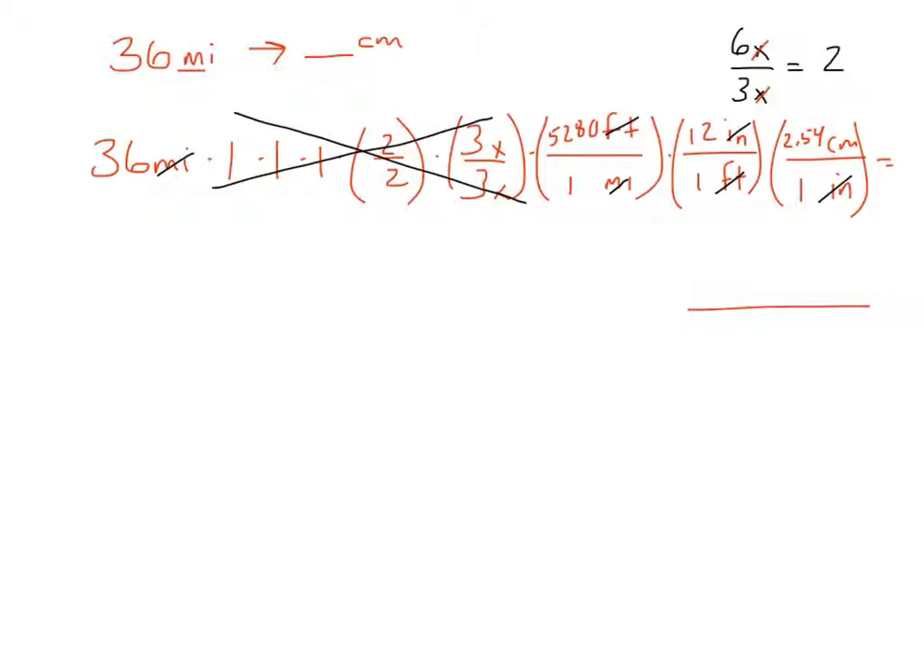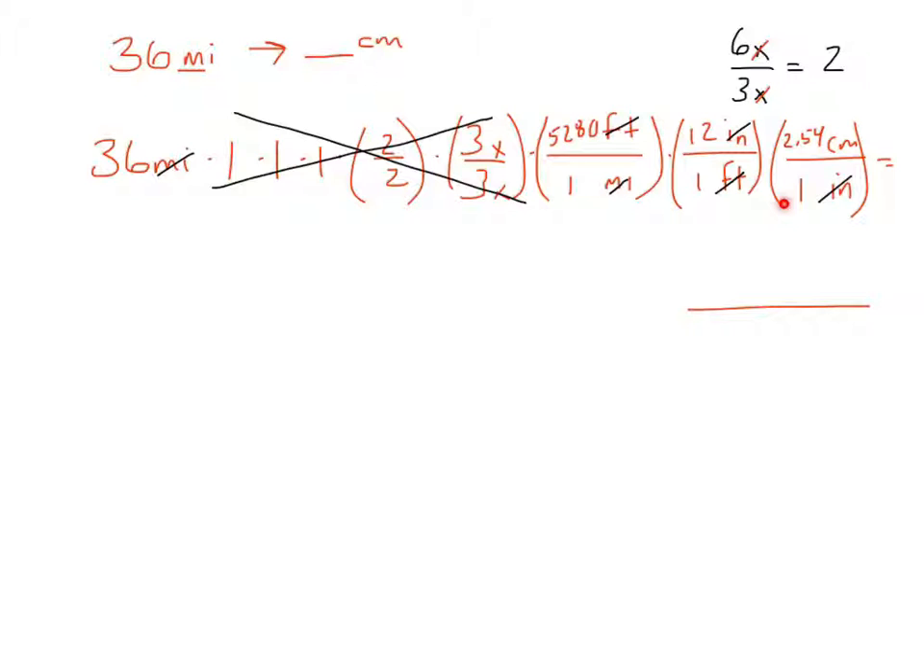But we take our 36 and multiply it by 5,280 times 12 times 2.54. And if there was anything in the denominator, we'd multiply them together too and divide by that. That would give us our final answer, which I'm not even going to do right now. If you're interested in finding out what that is, it's a lot of centimeters. I would say that's probably in the order of millions of centimeters.